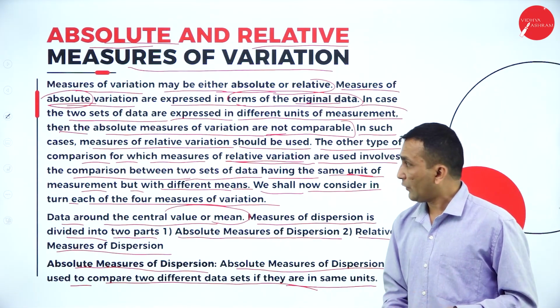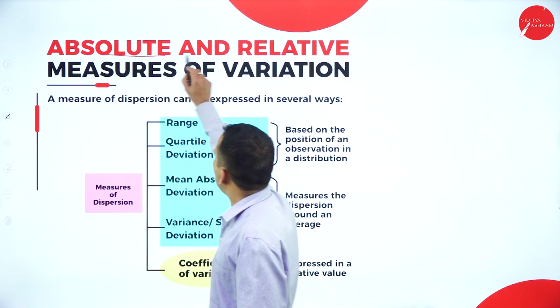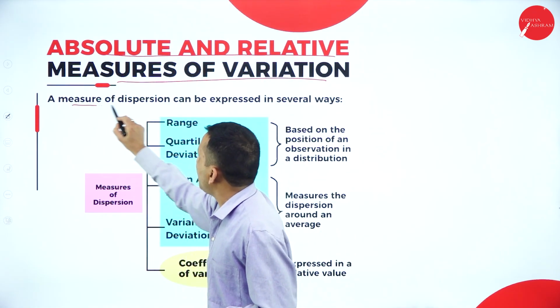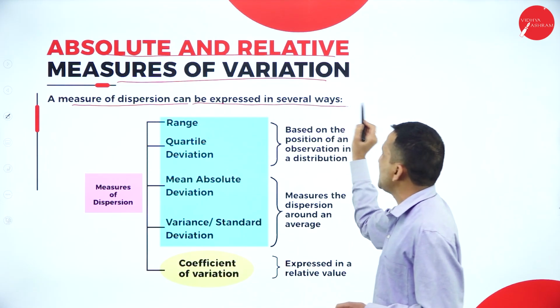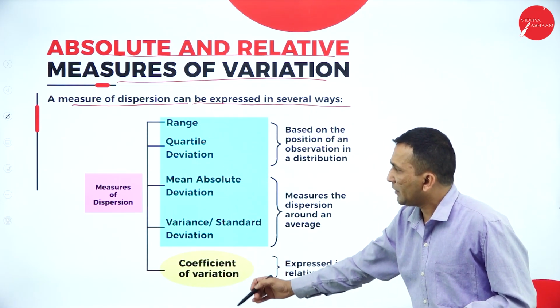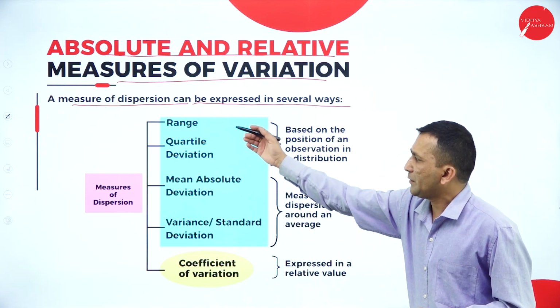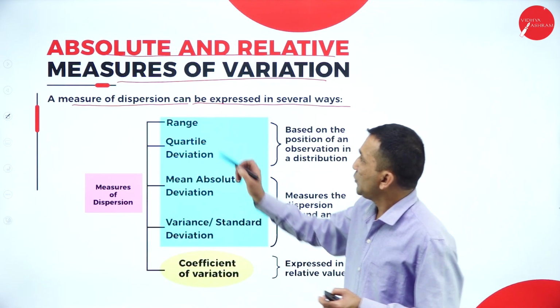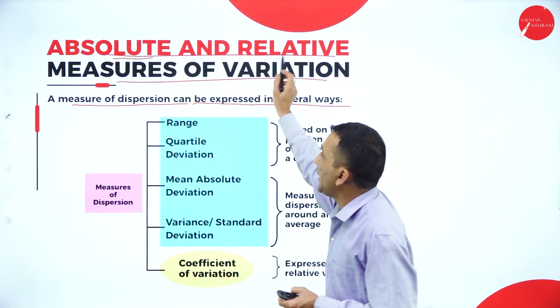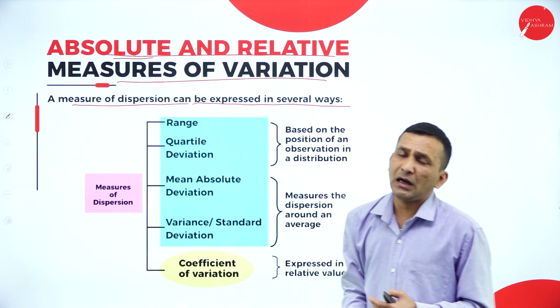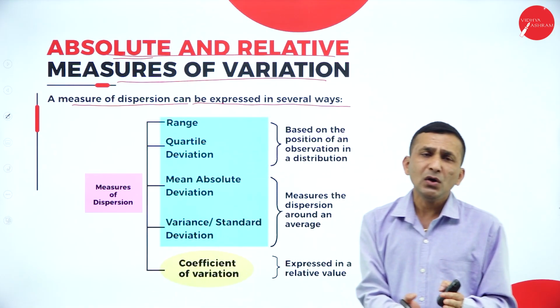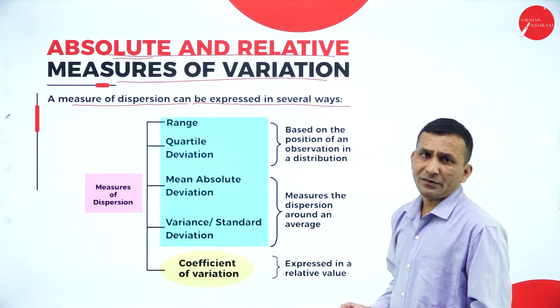Okay, moving forward. So here, the absolute and relative measures of variation, the measures of dispersion, can be expressed in several ways. Here we have different types of measures of dispersion. We are classified into majorly absolute and relative. Further, we will identify which is related to absolute and which is related to relative measure of dispersion.